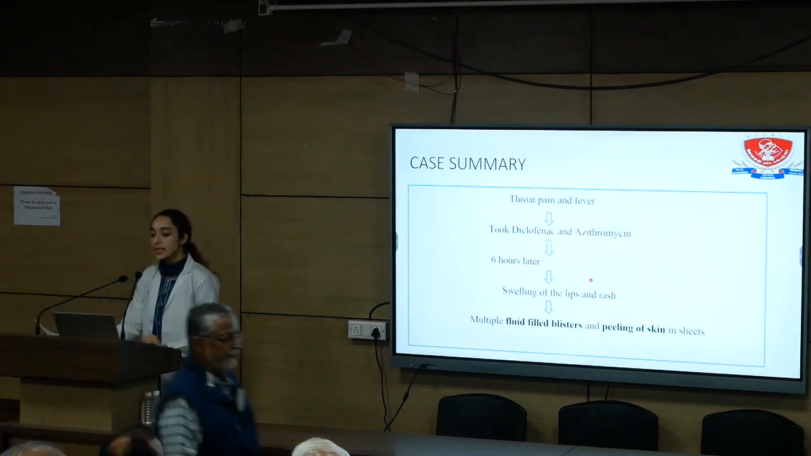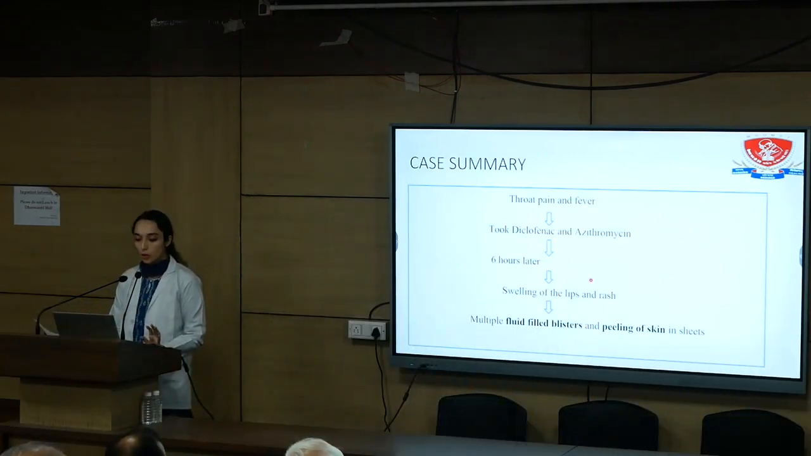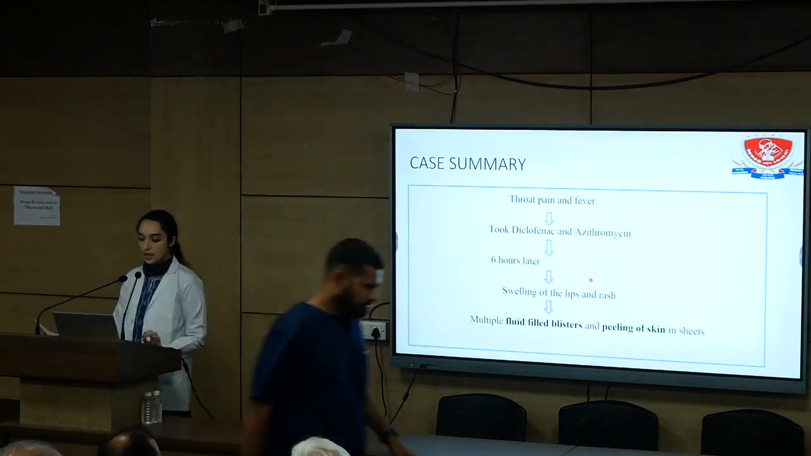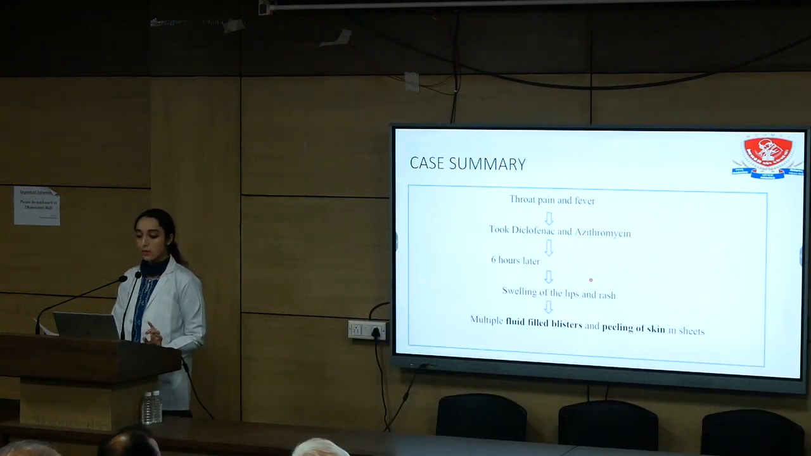So to summarize the case, the patient had sore throat, throat pain and fever. And he took diclofenac and azithromycin, 6 hours after which he noticed swelling over the lips and rash. The condition progressively worsened and the patient developed multiple fluid-filled blisters and peeling of skin in sheets. On day 7 of illness, he was brought to MGMC.